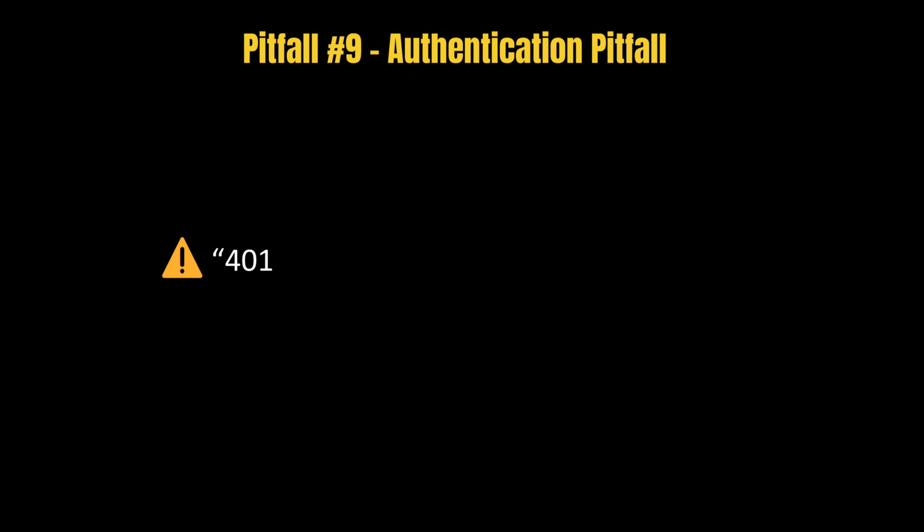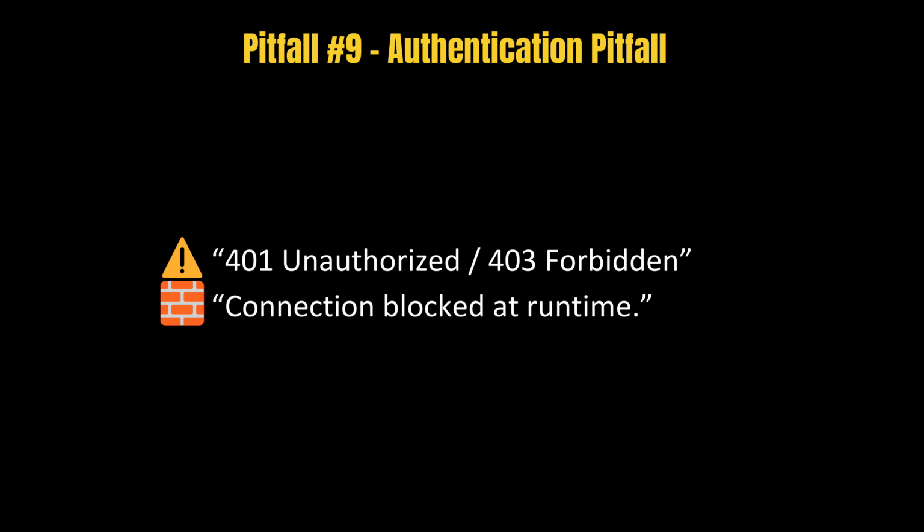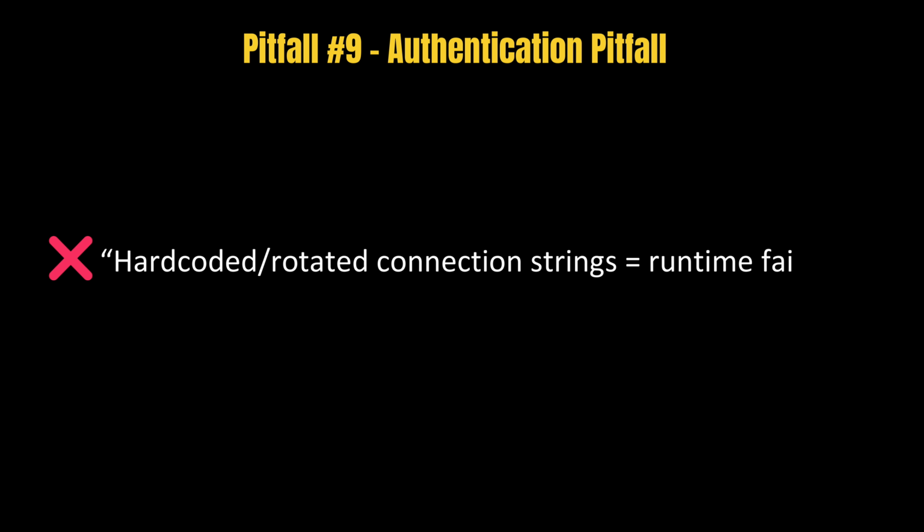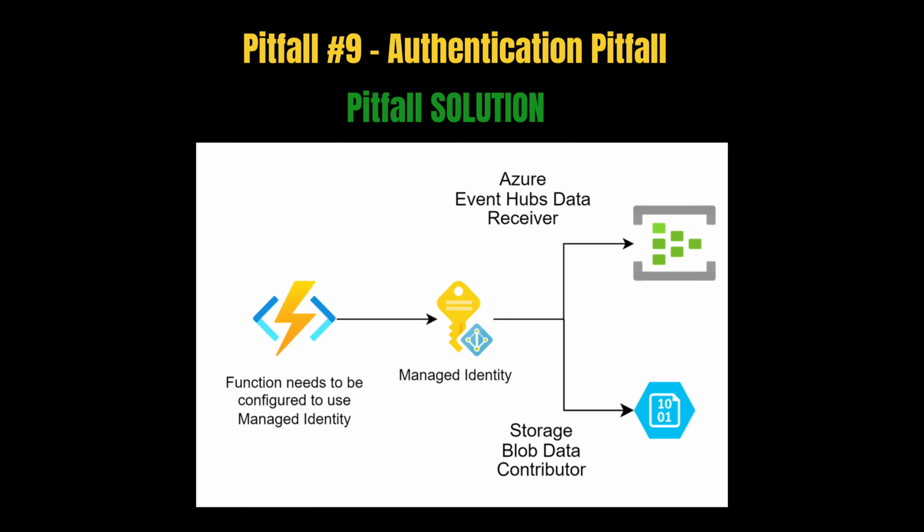Welcome to the world of authentication pitfalls. Connection blocked at runtime. What's the symptom? Many developers default to connection strings for quick tests, but in production, connection strings may be rotated, revoked, or missing altogether. The result: failed triggers or output writes. Hard-coded or rotated connection strings is runtime failure. So how do we address this?